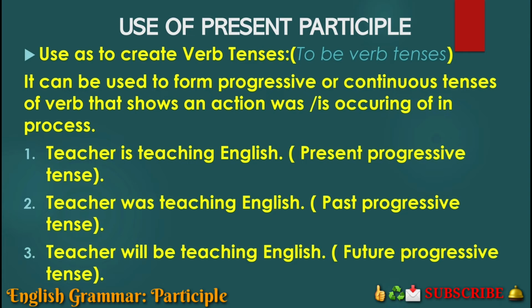Next example, teacher was teaching English. Here also, to form the past progressive tense, a to be verb is used with the present participle, that is was teaching. Now the last example, teacher will be teaching English. Again, in this sentence, to create the future progressive tense, a to be verb is used, that is will be teaching. So here the present participle can be used to create tenses. Have you understood this much? Very good.